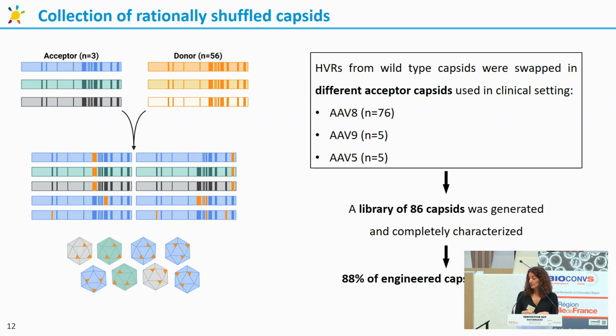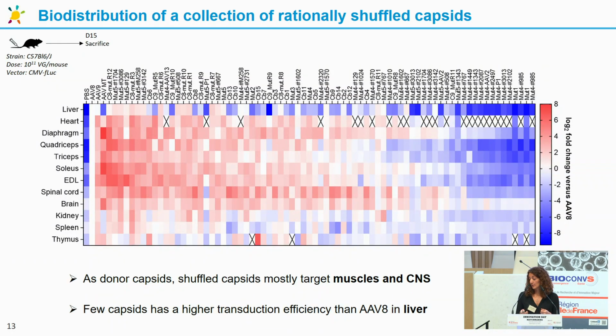So starting from that, we decided to make a collection of rationally shuffled capsids in which we use 3 different capsids as acceptors, which are all capsids already used in the clinic, and all our wild-type capsids as donor capsids. And we made this library of 86 engineered variants. We characterized them. We found first that 88% were viable, which is a very high percentage.